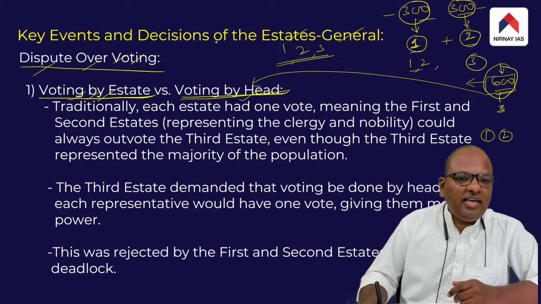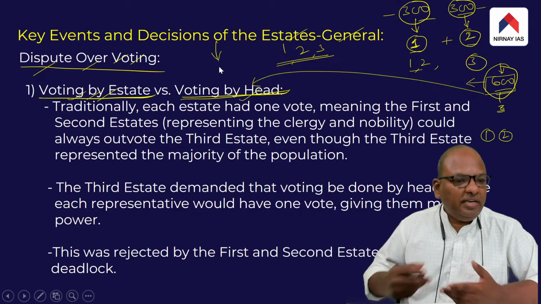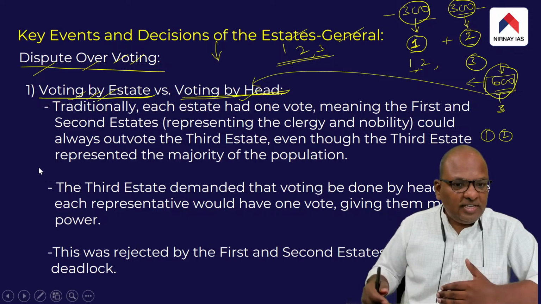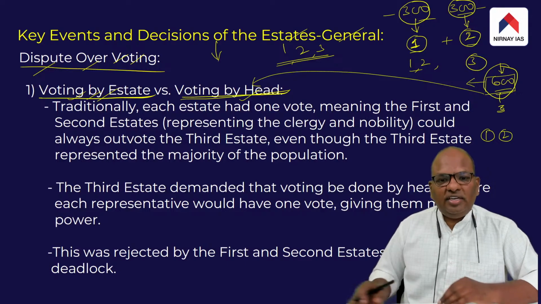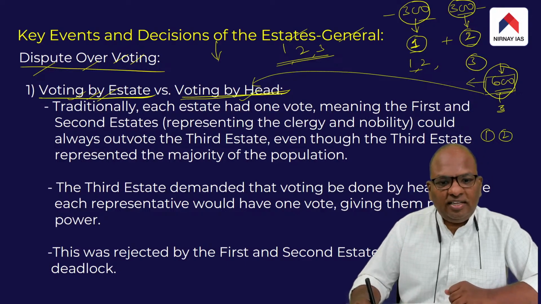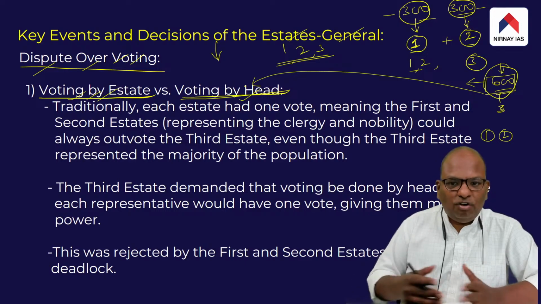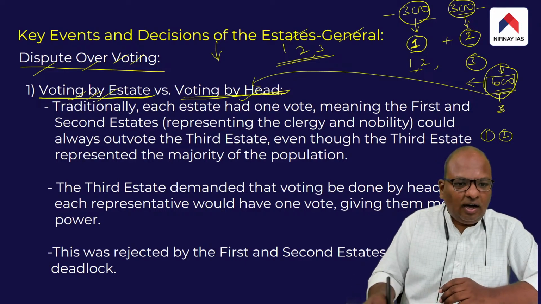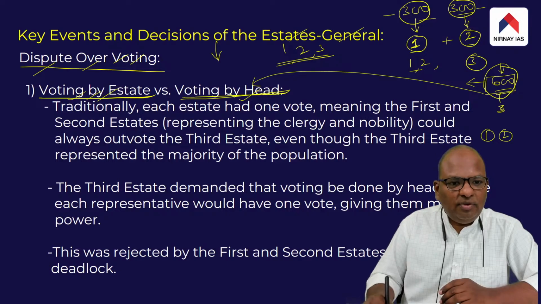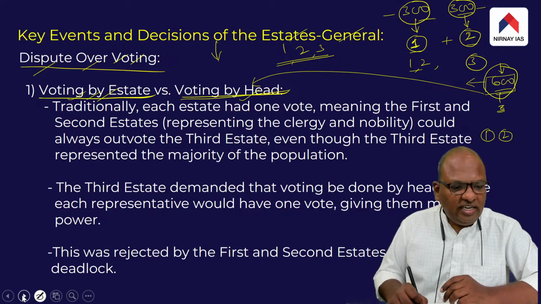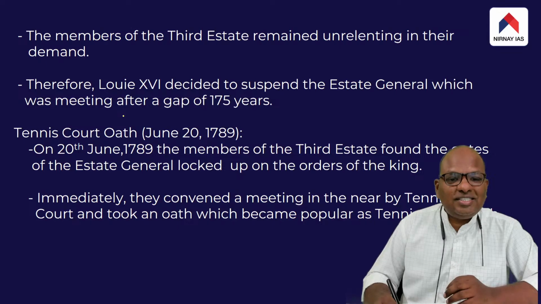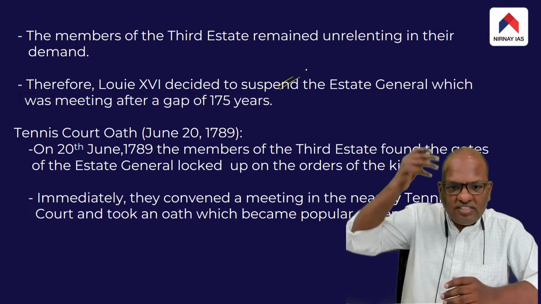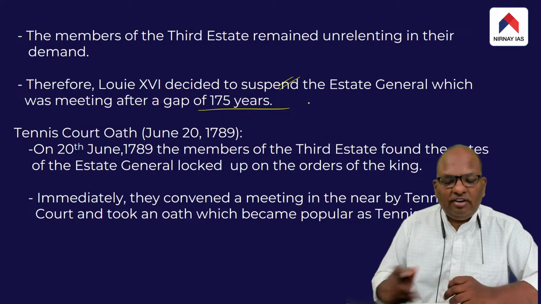So basically the Estates General was summoned, but as soon as it was summoned, a dispute broke out between the members of the three estates. One is voting by estate, the other is voting by head. And because of the ongoing dispute between the members of the three estates, the king decided to suspend the Estates General, which was meeting after a gap of about 175 years.